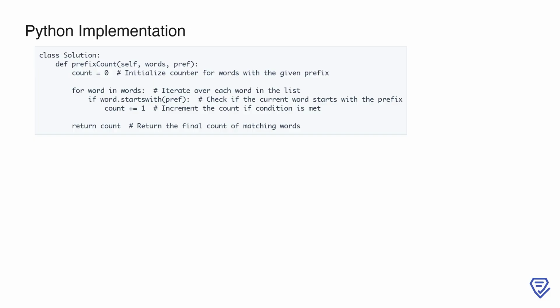This solution is efficient with a time complexity of O(n * len(pref)), where n is the number of words in the list. The space complexity is O(1), as no additional space is used beyond a few variables. This approach handles all edge cases, such as when words is empty or when no words match the prefix, by correctly returning 0 in such cases. Overall, this implementation is clean, concise, and well suited to the problem requirements.